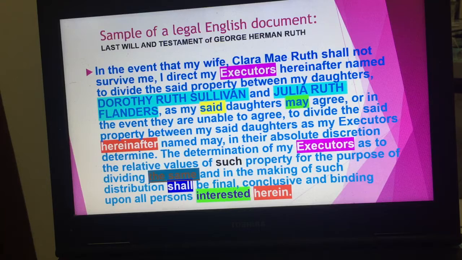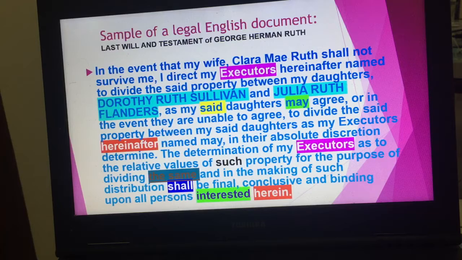Now, because the wife, if she's dead, he has to mention another second party instead of his wife, which are Dorothy Ruth Sullivan, which is one of his daughters, and Julia Ruth Flanders, also another daughter. And my said daughter means these daughters of mine, these 2 daughters of mine, may agree. They may agree, may not agree. If they don't agree, or in the event they are unable to agree, you see, he's always giving the options of agreeing or not agreeing.